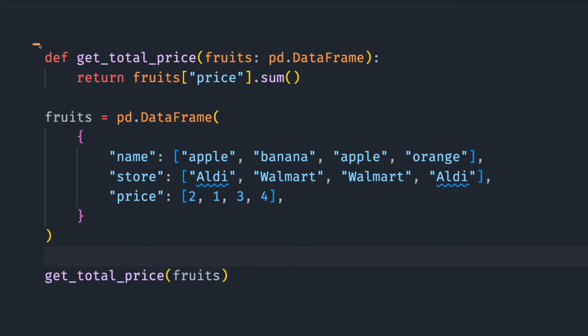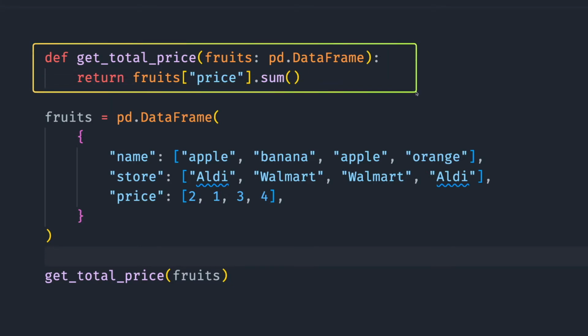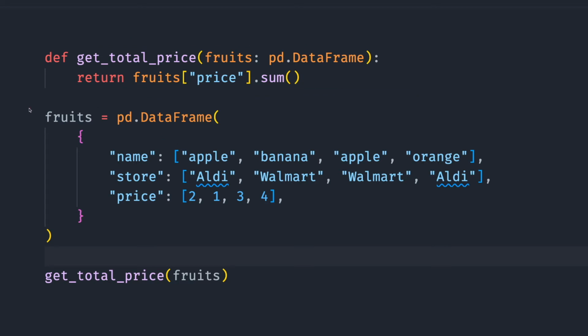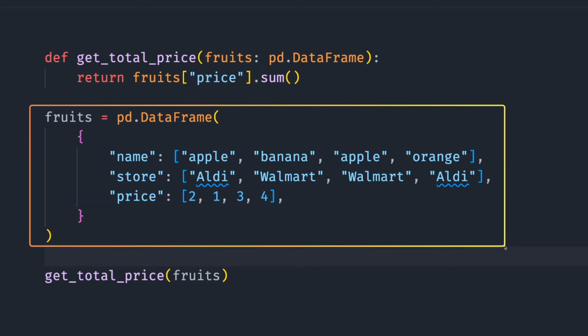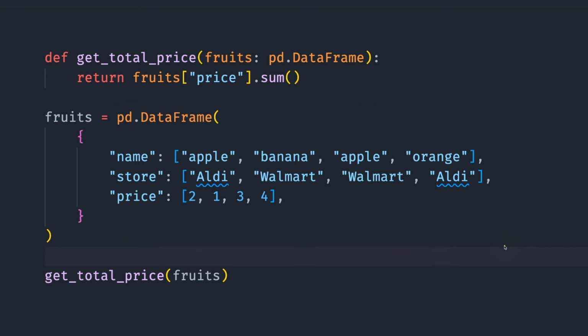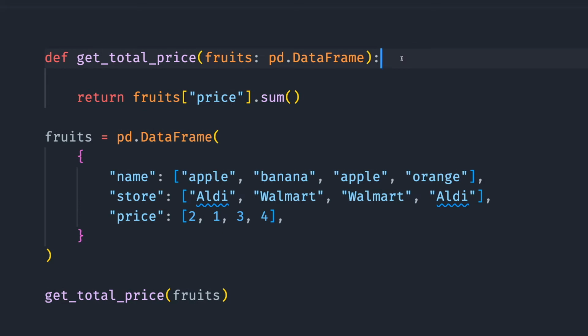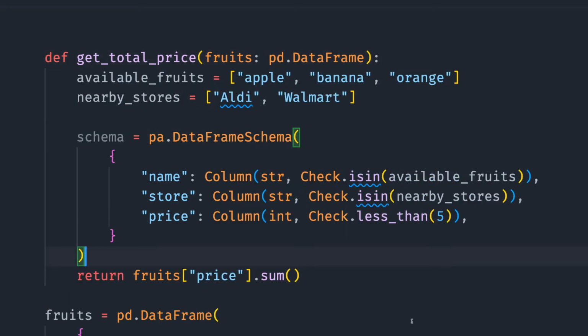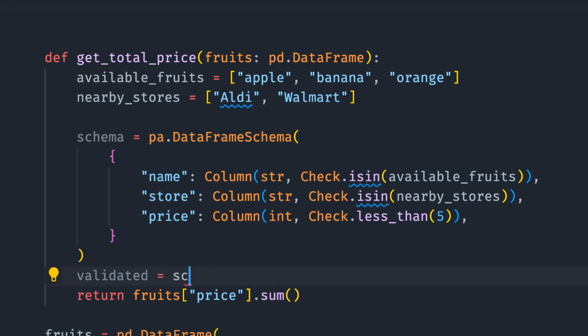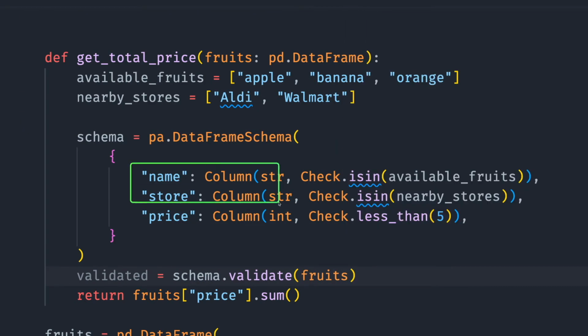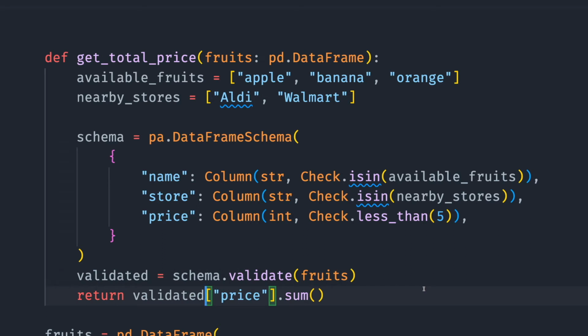Here we have the function getTotalPrice, which returns the sum of the values in the price column. Now this function has a certain input value. How do we check if the input value matches what we expected? One straightforward way is to put a schema object in here, and then we can run validate equals schema dot validate rules. If the data frame passes all the checks, then we will get the pandas data frame back, and we will just use it to get the sum of the price.